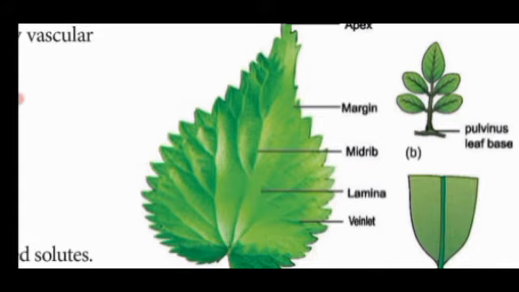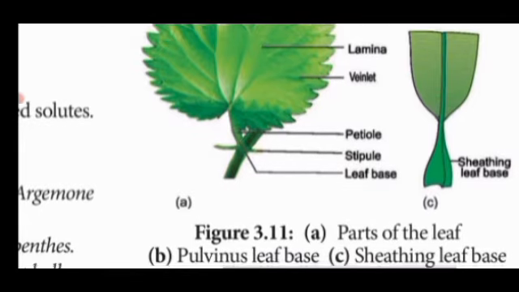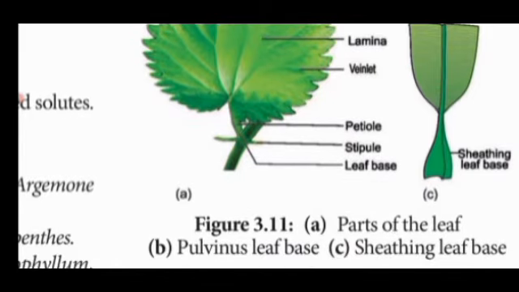The next is the stipules. Stipules are mostly seen in dicotyledonous plants. The leaf base bears one or two lateral appendages, hair-like structures called stipules. The leaves which contain stipules are called stipulate leaves. If the stipules are absent, such leaves are called exstipulate leaves. Stipules are commonly found in dicotyledons.